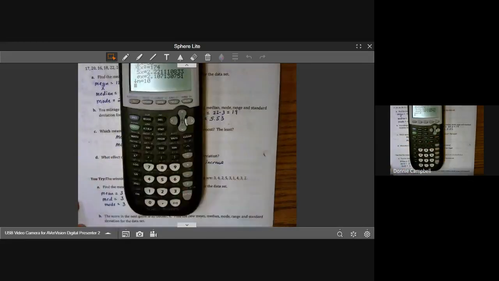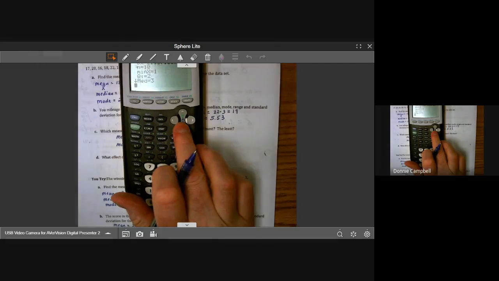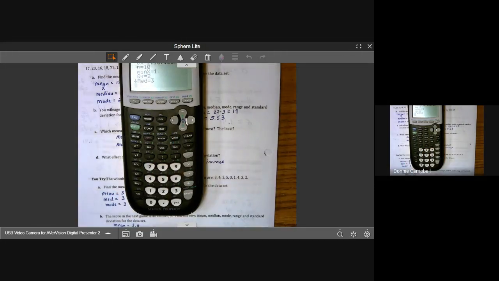So now we get an average or mean of 3.6. Our median, arrow down to get your median, is 3. Your mode is the one that occurred the most, which was what? Let's see, 3 times, so it's 3, correct?